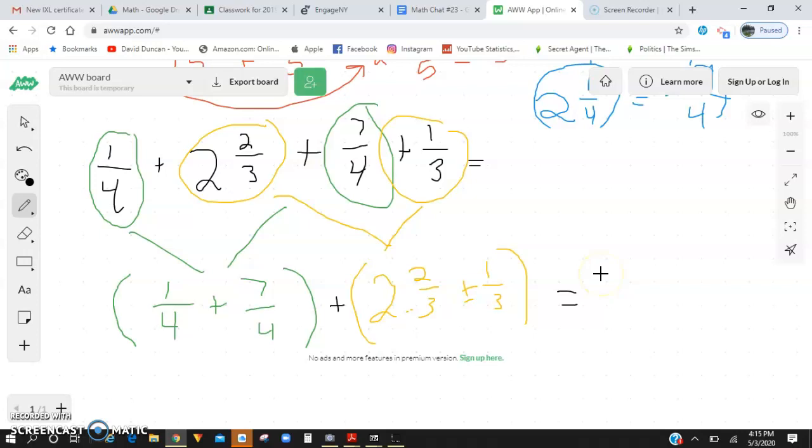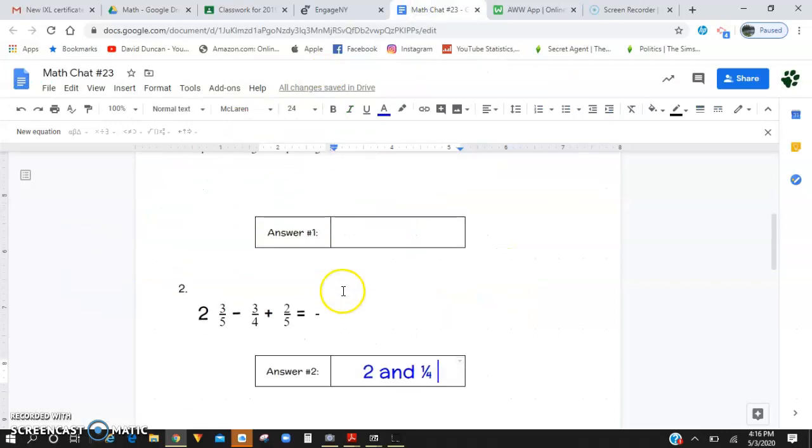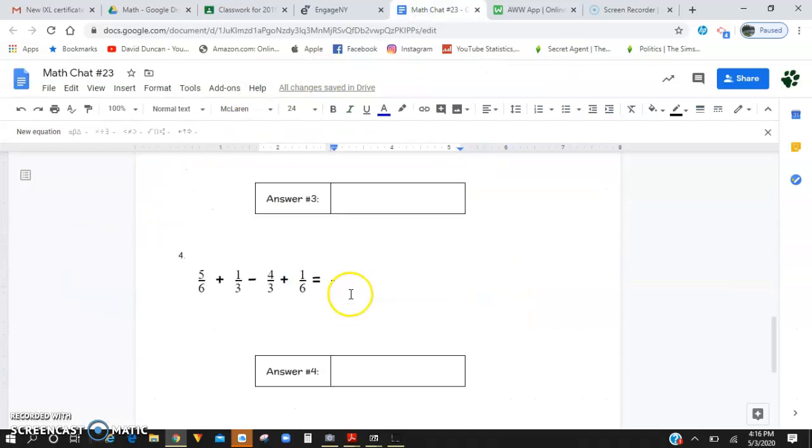I've started you guys off on this problem. I rearranged my fractions and mixed numbers by common denominators. So you are going to want to solve 1/4 plus 7/4 and then 2 2/3 plus 1/3. Your sum inside of each one of these parentheses are going to be added together to get your final answer for number 1. All right, guys, this one can be a little tricky. Don't be afraid to reach out if you have any questions, and I'm here to help you.